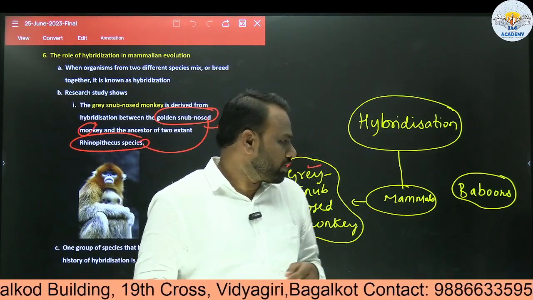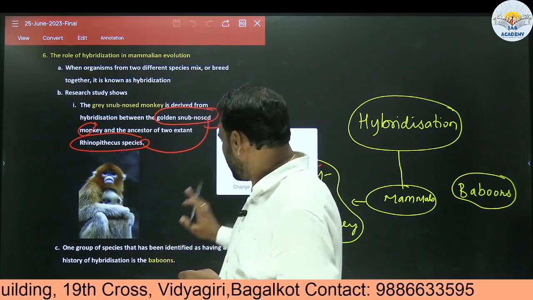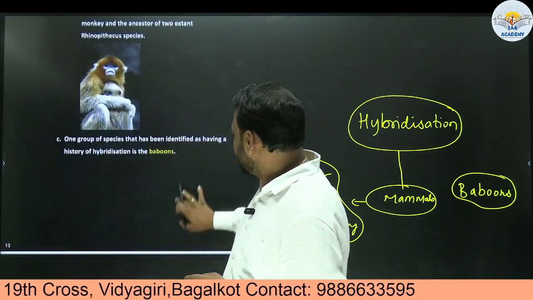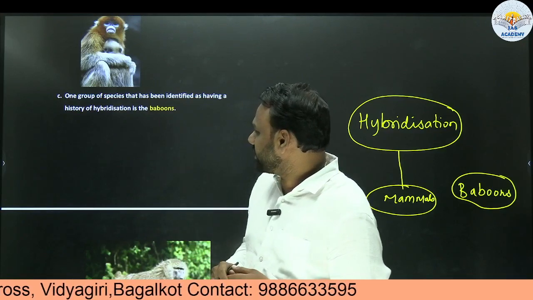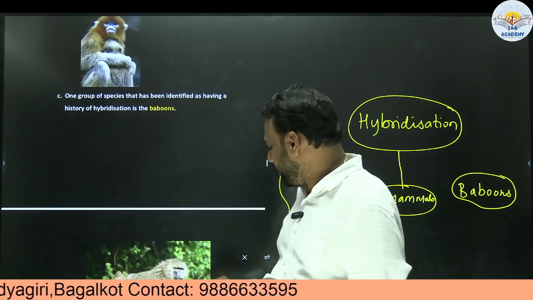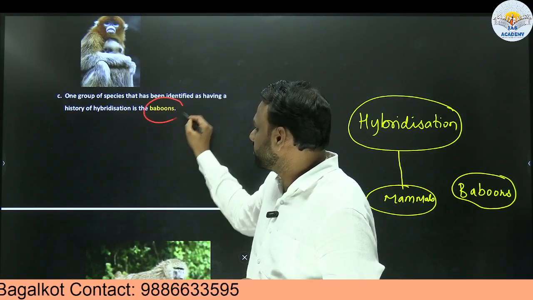Similarly, here they have given another example: bonobos or baboons. One group of species that has been identified as having a history of hybridization is baboons. Okay, baboons.